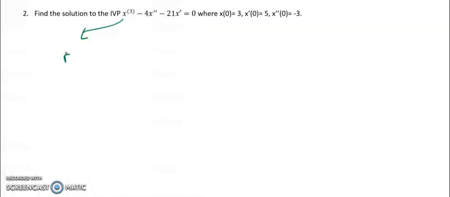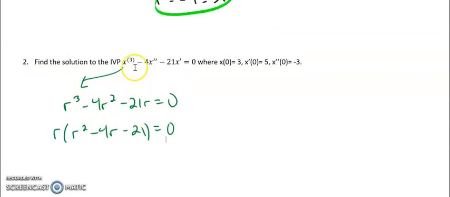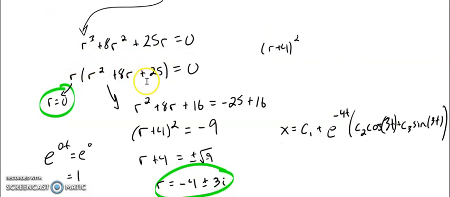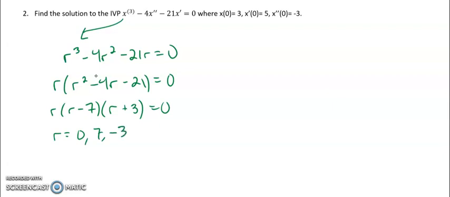So that gives me r cubed minus 4r squared minus 21r equals 0. I could factor my r out to get r times r squared minus 4r minus 21 equals 0. From there, this one's easier than the previous one, which had complex pieces in that inner piece, because this factors down to r times r minus 7 times r plus 3 equals 0. That gives me 3 r values: r equals 0, 7, and negative 3.